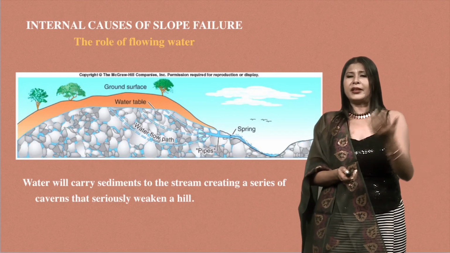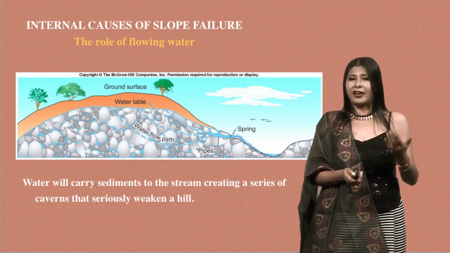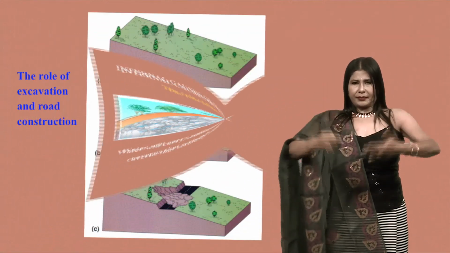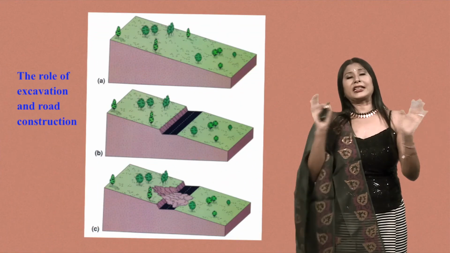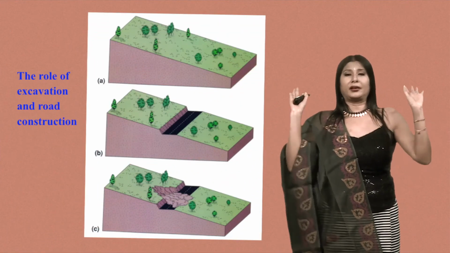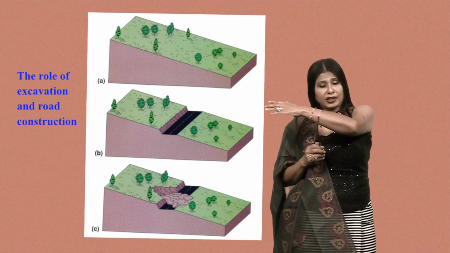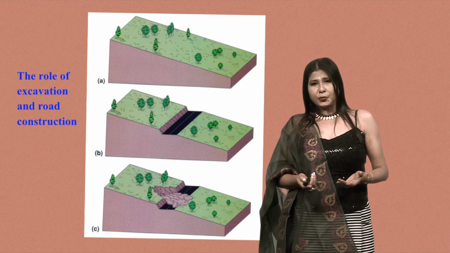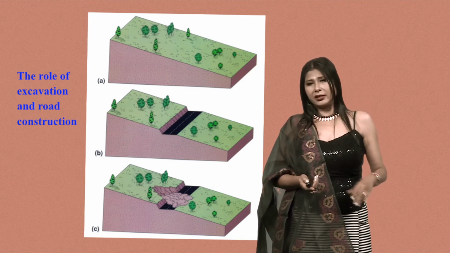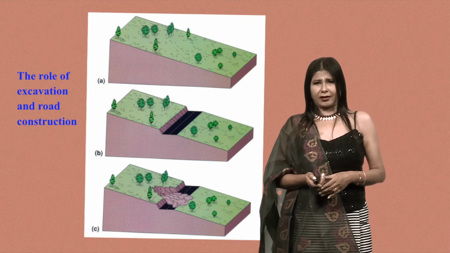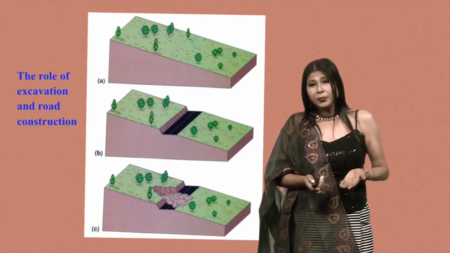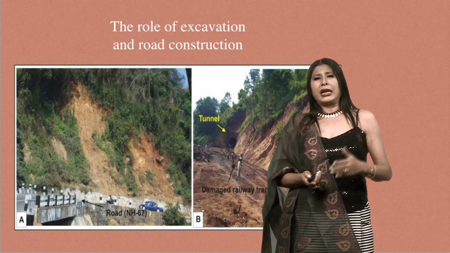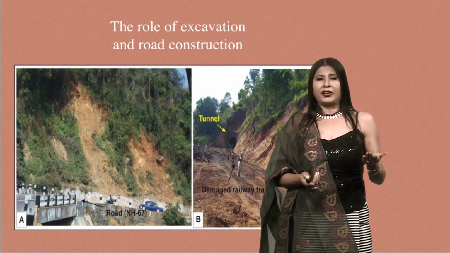Water will carry sediments to the stream, creating a series of caverns that seriously weaken a hill. Excavation, that also. And the best example I will give is the Mumbai-Pune highway. The expressway, before it was built, there was no such mass movement. Now every year we see it, because we have loosened the whole fabric. The natural support has got removed. So the role of excavation and mining, they are all triggering factors.